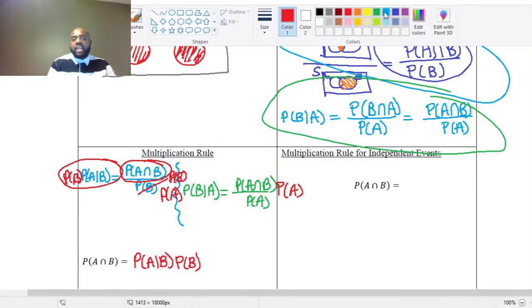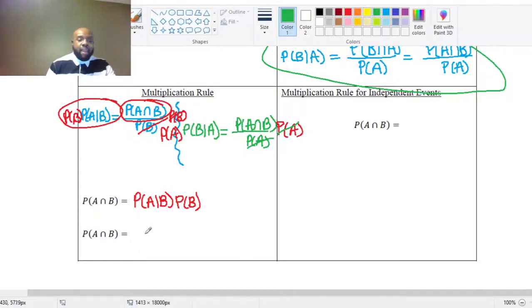And what I'm going to see here is that the probability of A's cancel on that side, and I'm just left with this. And so I can say that the probability of A given B is the probability of B given A times the probability of A. This is our multiplication rule, which allows us to get the probability of intersections. But we need conditional probability.